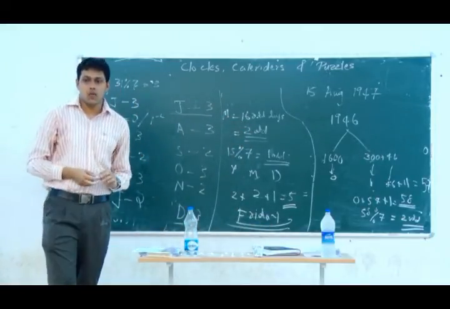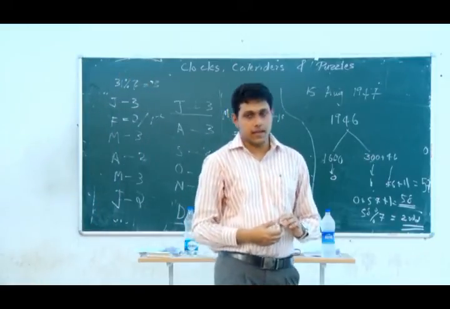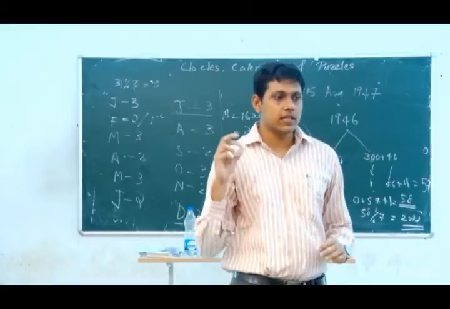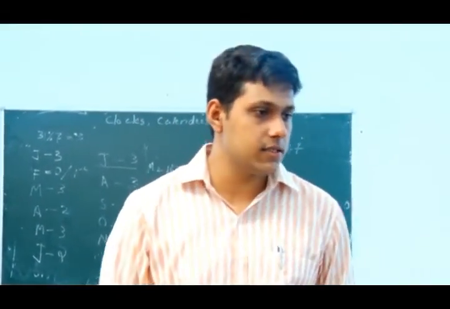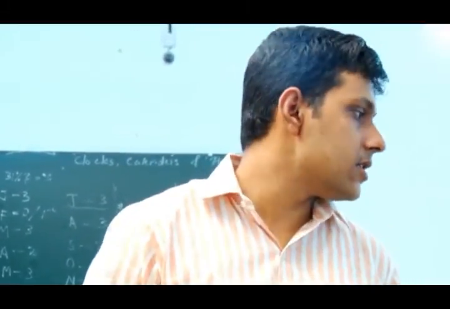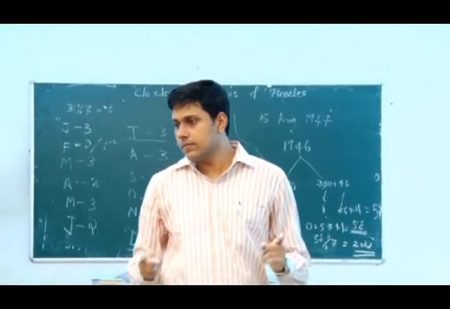This is how we calculate. This is how we find the day. Take the completed year, take the completed month, take the number of days, find the number of odd days, just add them and you will get the answer. Clear? Any doubts?